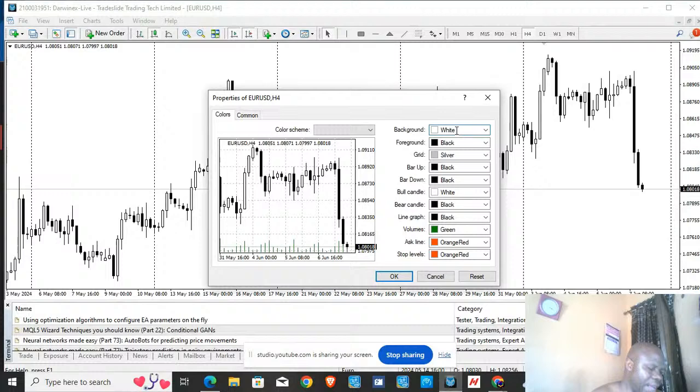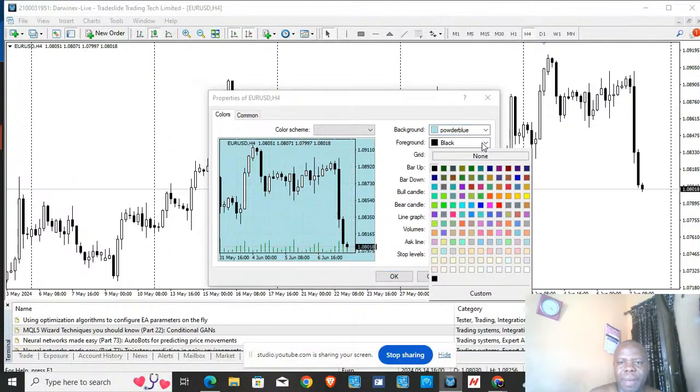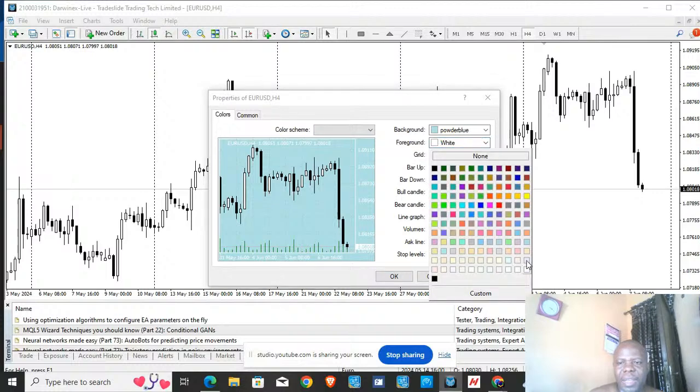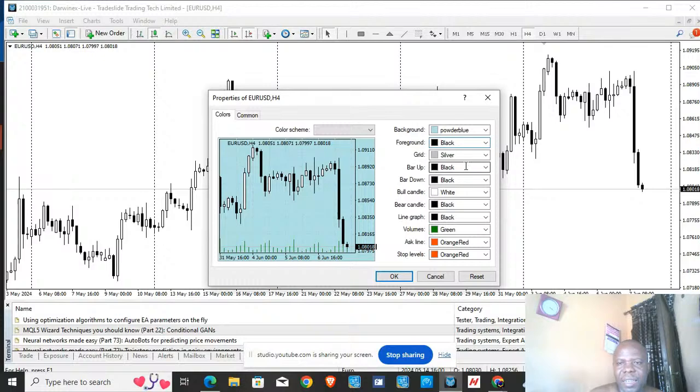There's another color I normally use. Okay, I can use powder blue. I like that color so much. Let me check. Okay, good. Have you seen how this one has changed now? Then when I have that powder blue here, I can pick my foreground as white. Okay, white is not okay. Let me pick it as the same black. Okay. Then my grid.